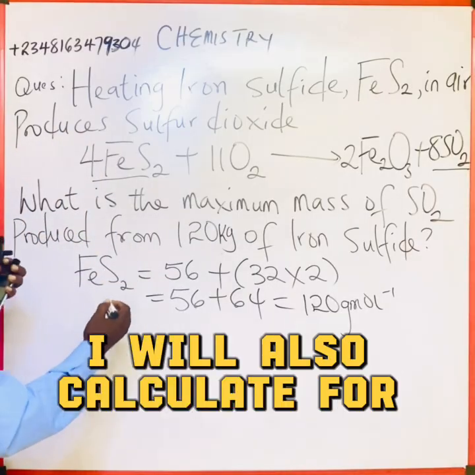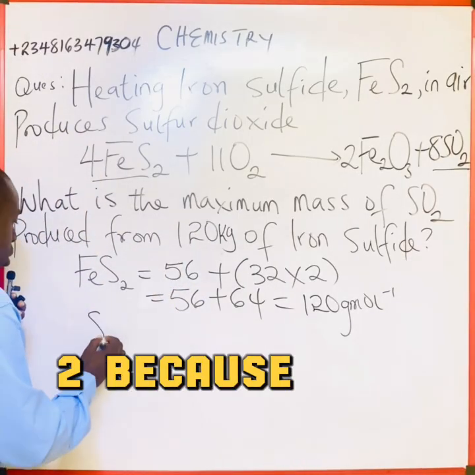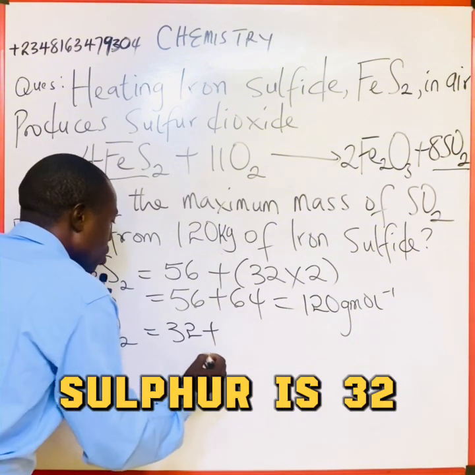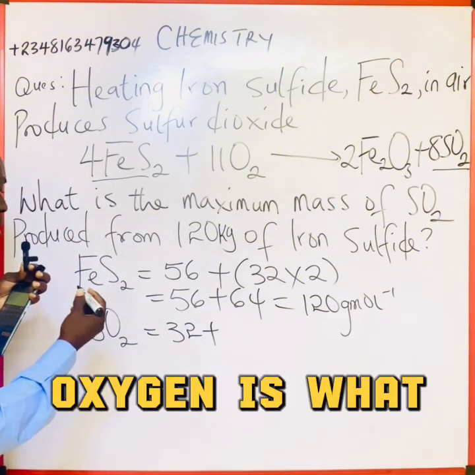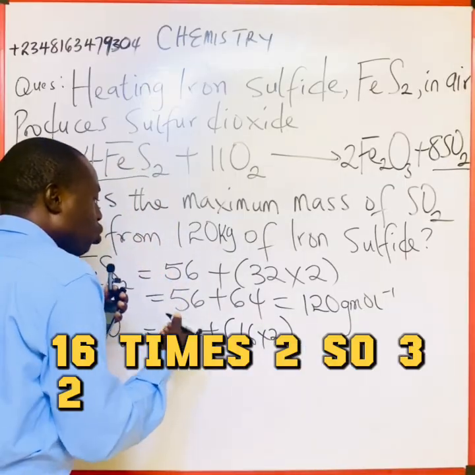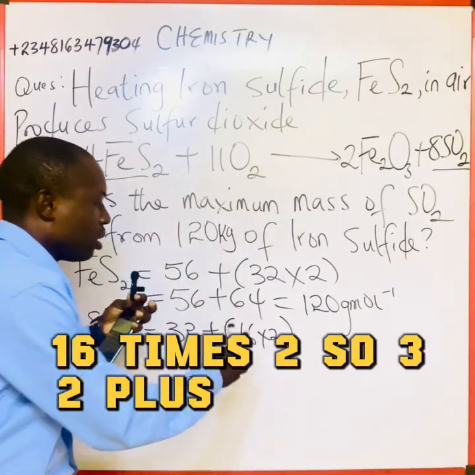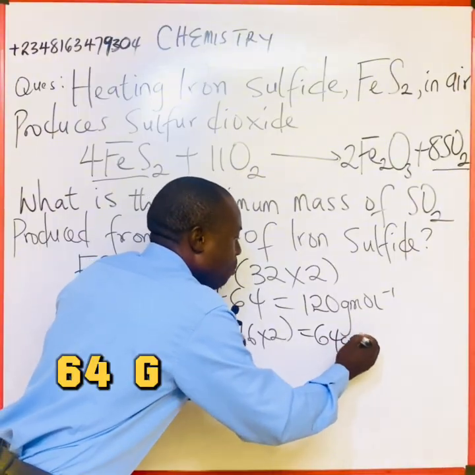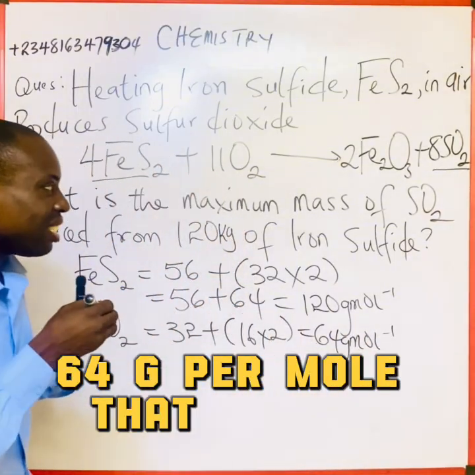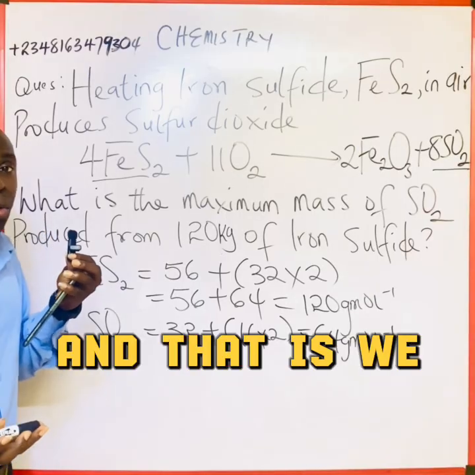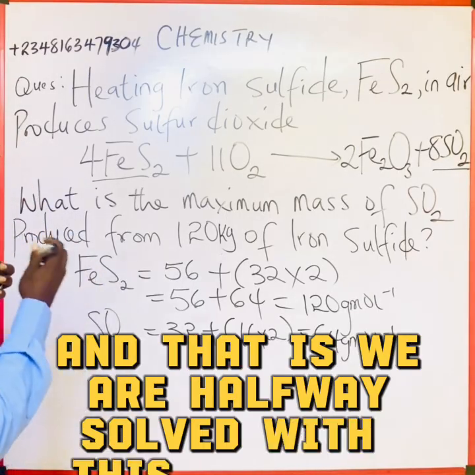I will also calculate the molar mass of SO2. Sulfur is 32, right? Oxygen is 16, and 16 times 2 is 32. So 32 plus 32 will give me 64 gram per mole. That is the first step, and we are halfway solved with this question.